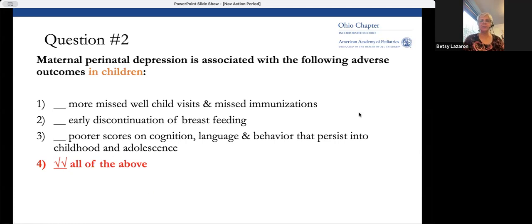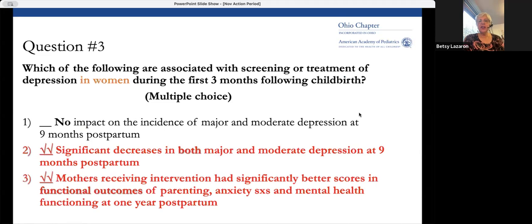Question number 3. Which of the following was associated with screening or treatment of depression in women during the first 3 months following childbirth? There's a significant decrease in both major and moderate depression at 9 months just by the act of screening. And mothers who then receive intervention had significantly better scores in functional outcomes of parenting, anxiety, and mental health functioning at 1 year postpartum. So you can make a difference for this mom and a difference for this family by the screening that you're doing. Next slide.